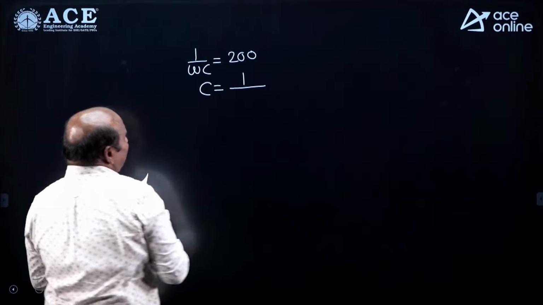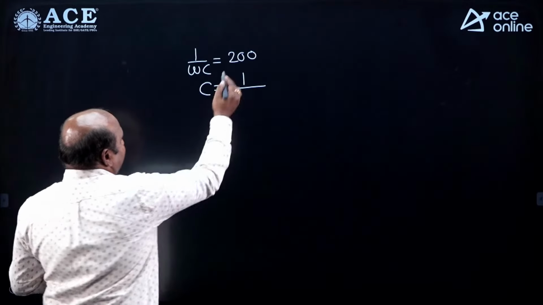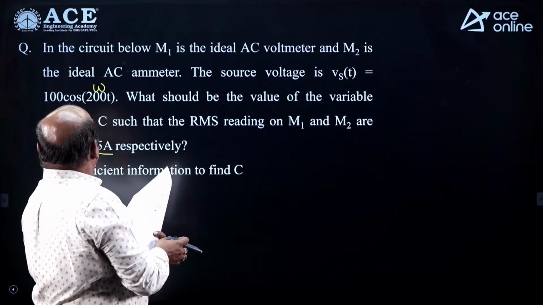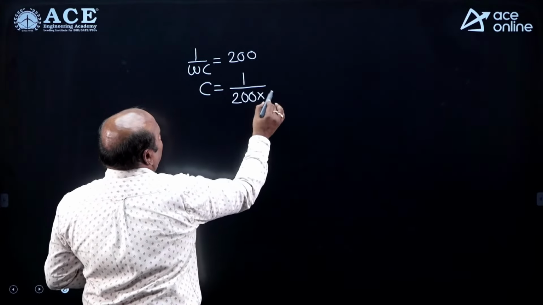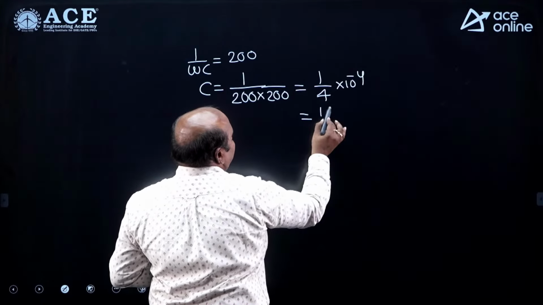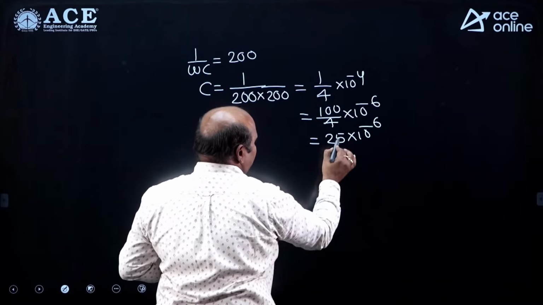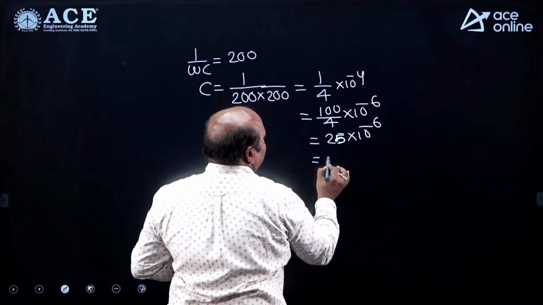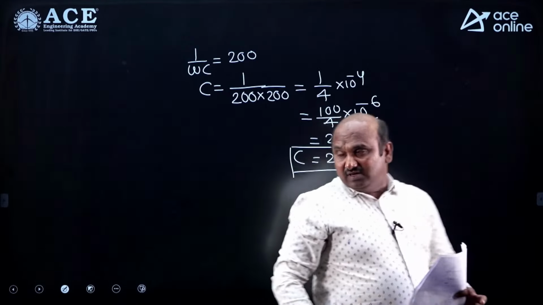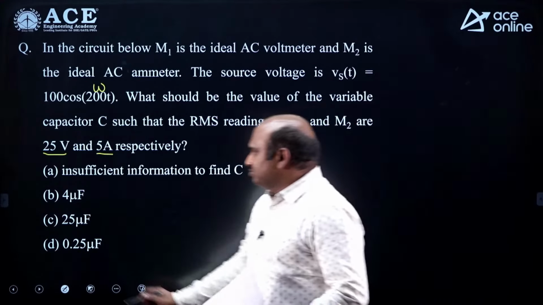1 by omega. The omega value is given here, 200. This is 1 by 4 into 10 power minus 4. You can write this as 100 by 4 into 10 power minus 6, that is 25 into 10 power minus 6. Now here you are getting 25 microfarads. C value is equal to 25 microfarads. According to the given options, C is the correct one.